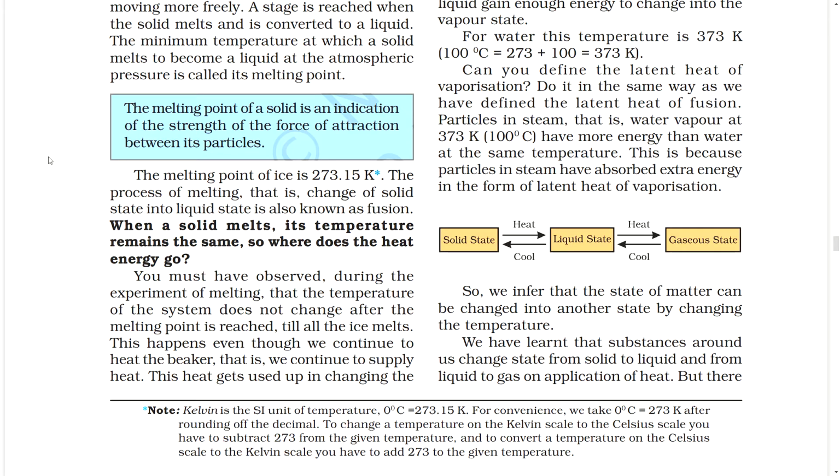Note, Kelvin is the SI unit of temperature. 0 degrees C equals 273.15 K. For convenience, we take 0 degrees C equal to 273 K. After rounding off the decimal, to change the temperature on the Kelvin scale to the Celsius scale, you have to subtract 273 from the given temperature, and to convert the temperature on the Celsius scale to the Kelvin scale, you have to add 273 to the given temperature.